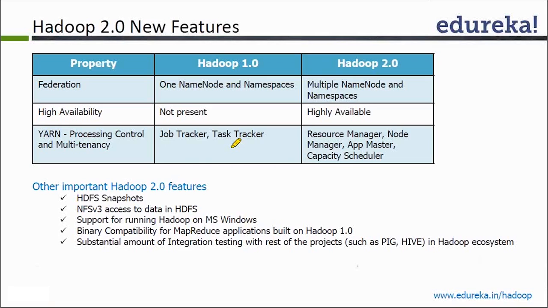So the resource manager is something which controls the usage of the resources across the Hadoop cluster. All it will do is see what resources are available inside the cluster and who is utilizing them. All those things will be maintained by the resource manager.